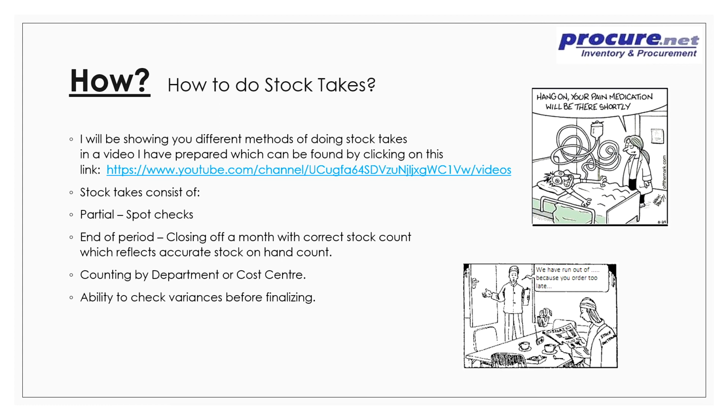Your end of period is closing off a month. That close off basically inputs into the system what you counted, and that is what you're going to be opening with. Then you have the ability to count by department or cost center, so you don't have to count the whole business. You can count specific departments, like I mentioned, the bar in your spot checks. And then you can also check your variances before finalizing. So let's get into it.